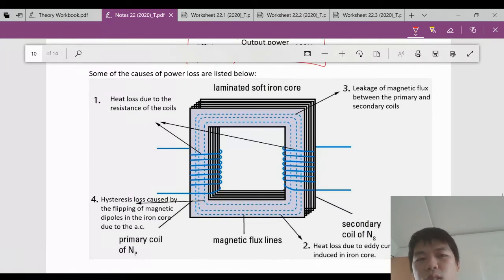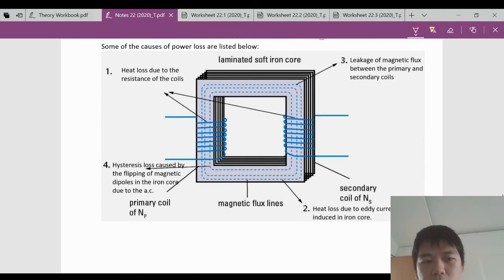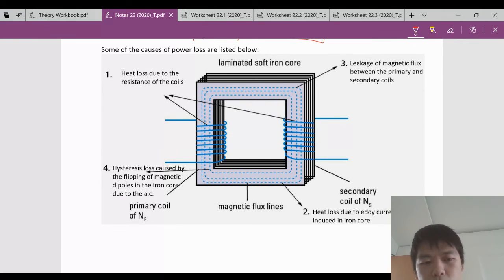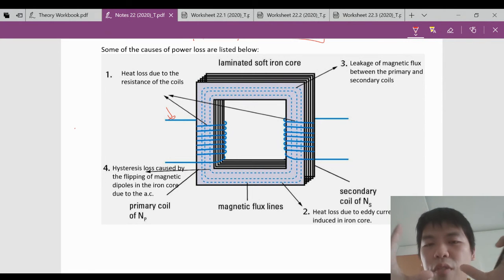Okay, so some of the power losses are illustrated below here. When you use your coils, there is heat loss because your wires, remember, have resistance, and when there's resistance, heat will be lost. So that's where some of the power will be lost. Next, there is also heat loss in your iron core when there are eddy currents. Remember, eddy currents are currents that don't flow in the correct direction, caused by magnetic flux that doesn't flow in the correct direction, and this will be lost as heat in the laminated soft iron core sheet.